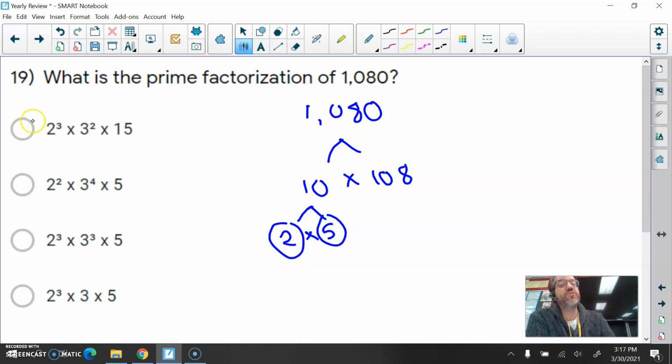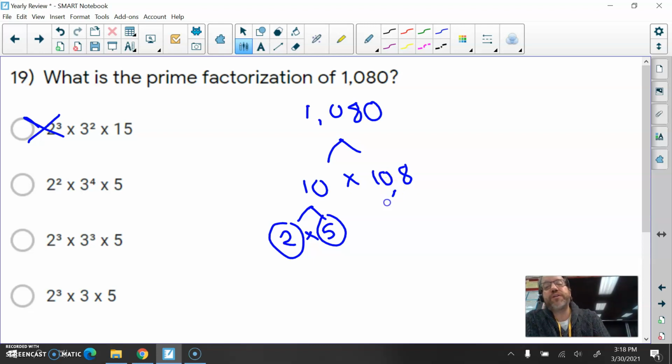By the way, this first one I know can't be the answer, because is 15 a prime number? No. Here, these are all prime numbers, 2, 3, and 5. Same thing here, 2, 3, and 5. Same thing here, 2, 3, and 5. But that first choice, that 15, isn't even prime, so I'm just eliminating it.